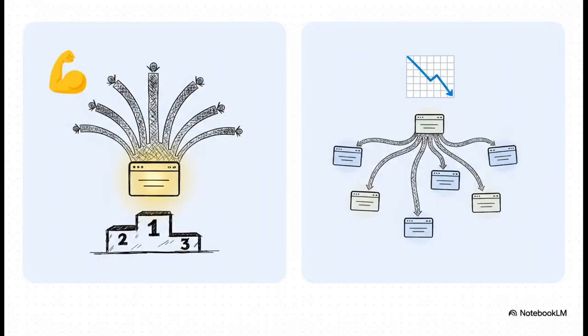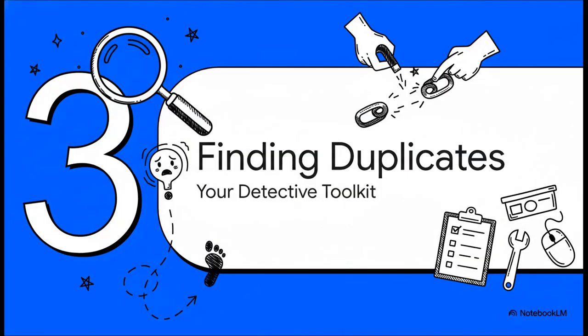On the left, you see one strong page. Every link, every share, every good signal all points to one place, making it a powerhouse. But on the right, all those same signals are scattered. They're split between 5 different pages, and none of them ever get strong enough to actually rank well. The key takeaway is simple. Consolidation is power.